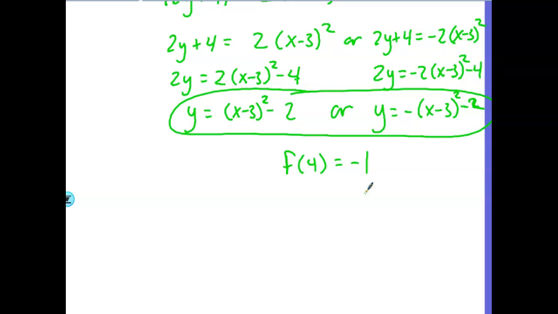Let's see. If I were to plug in 4 here, 4 take away 3 is 1, and 1 squared is 1. 1 take away 2 is negative 1. So this one works. If I tried plugging in 4 and negative 1 over here, it probably won't work. Let's see. 4 minus 3 is 1. 1 squared is 1, but there's a negative, so it's negative 1 take away 2, which is negative 3. This one does not work. So this is our problem that we wanted.